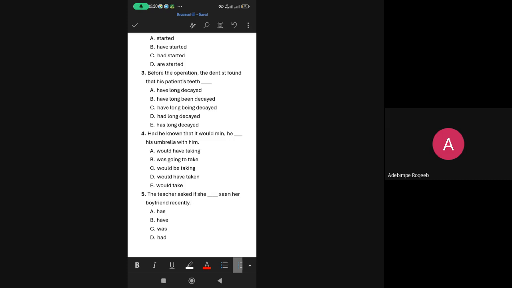I'll read the question again. Musa asked Asmau what she dashed since he last saw her. Option A has been doing. Option B had been doing. Option C has done. Option D was doing. Option E might be doing. You want me to read the question again? Option B, had been doing.